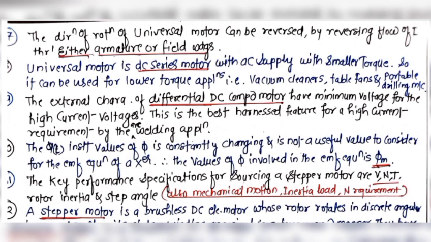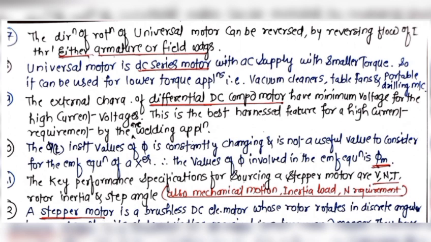The direction of rotation of universal motor can be reversed by reversing flow of current through either armature or field windings. Universal motor is DC series motor with AC supply with smaller torque, so it can be used for lower torque applications, that is vacuum cleaners, table fans and portable drilling machines.